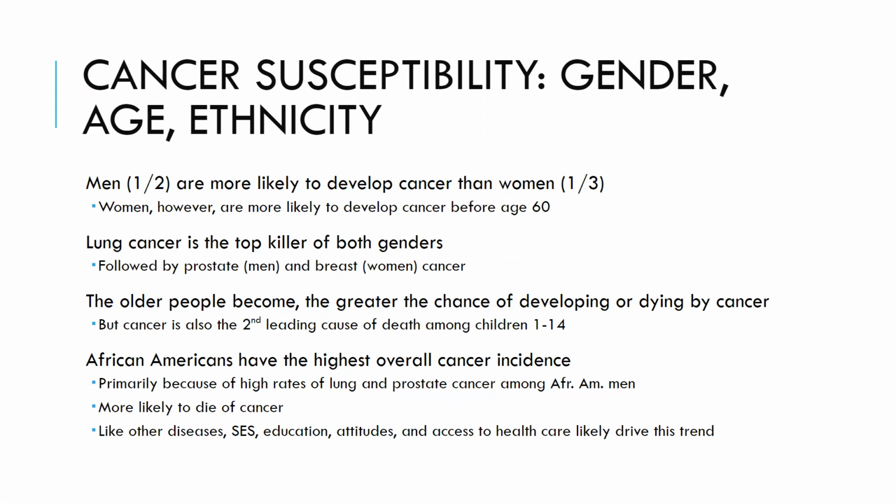The older people become, the greater the chance of developing or dying by cancer. But I will also point out that cancer is also the second leading cause of death among children ages 1 to 14. One of the reasons cancer ranks so highly as a cause of death for young people is because not many things these days cause death frequently to kids. And so anything that's killing really any number of kids is going to rank highly. But that doesn't mean that objectively it's a large number of children who are dying, whereas large numbers of older adults do end up dying by cancer.